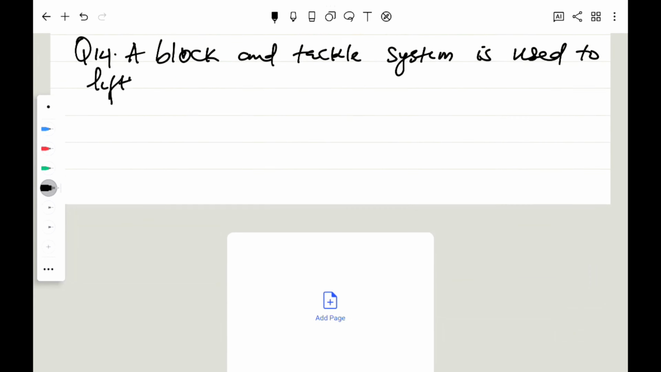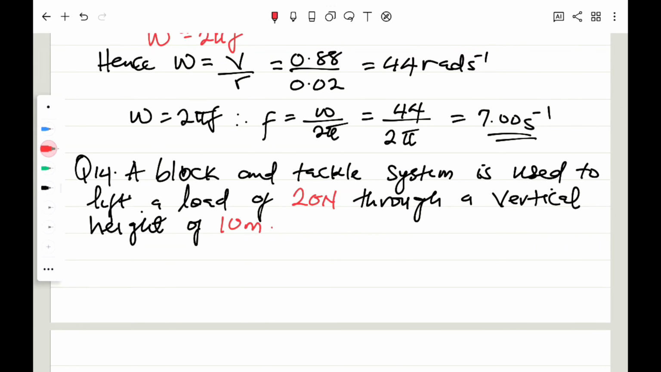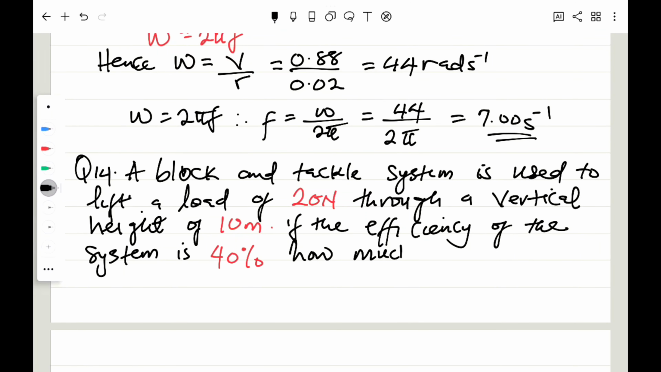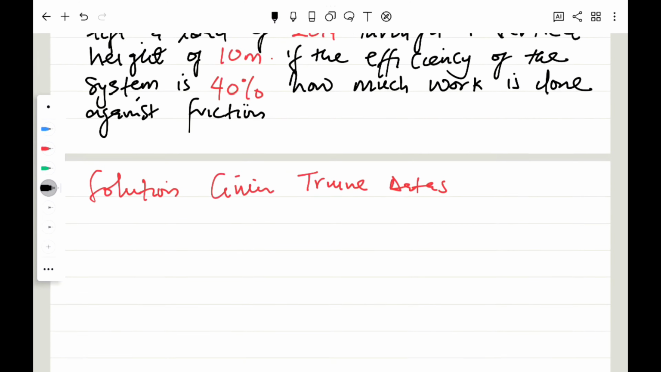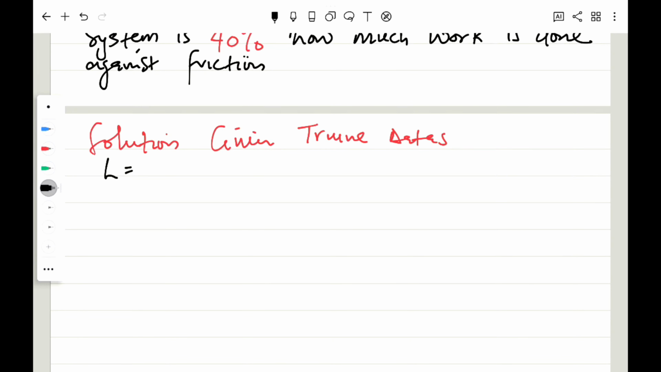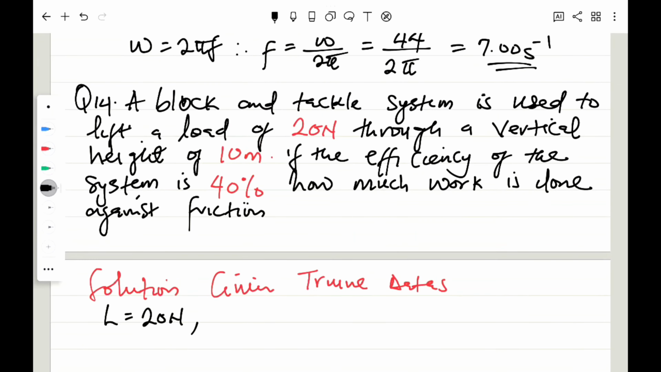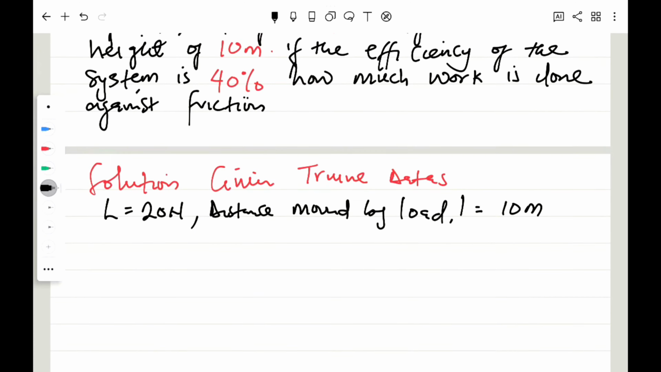Question 14. A block and tackle system is used to lift a load of 20 Newton through a vertical height of 10 meters. If the efficiency of the system is 40%, how much work is done against friction? So solution, the given data, our L is equal to 20 Newton, which is our force. Our height, which is the distance moved by the load, is given to be 10 meters. Are we together?